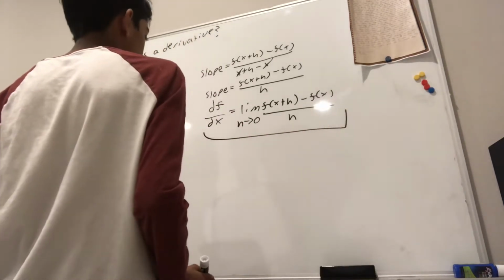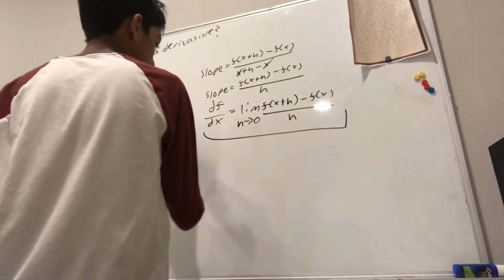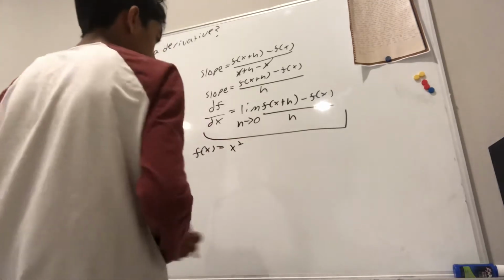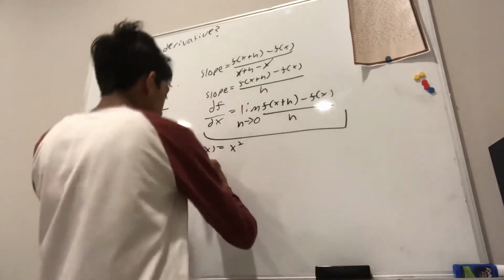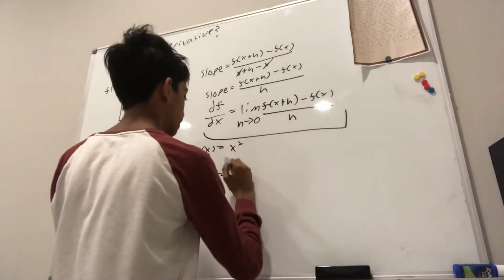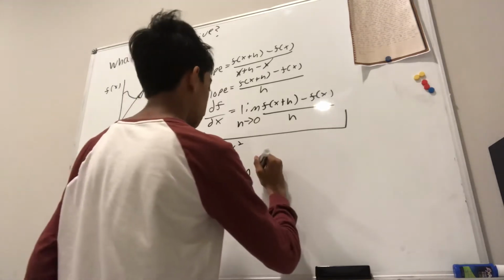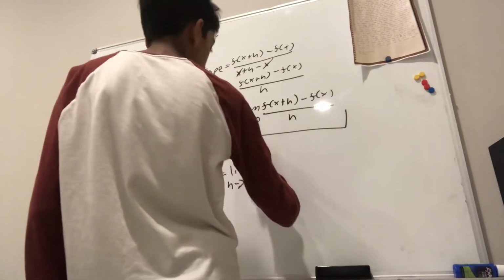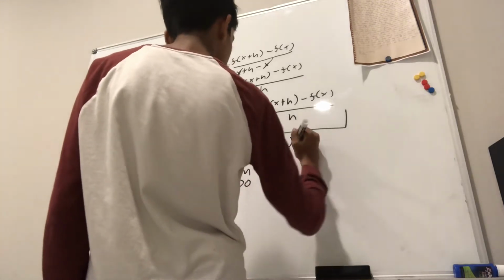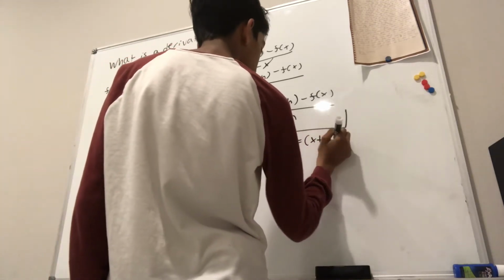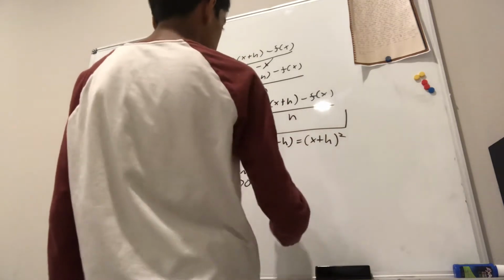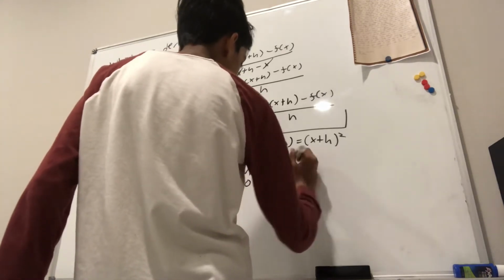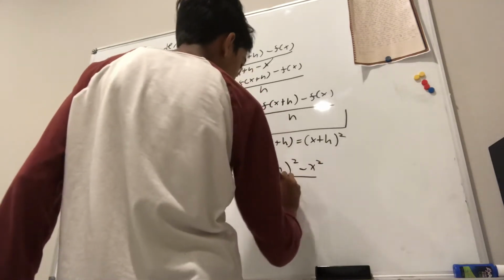And let's try to apply it to some functions. Let's say we have f of x equals x squared. If you wanted to take the derivative of f with respect to x, that would be the limit as h goes to 0 of, well, what is f of x plus h? It would just be adding h to the input, so f of x plus h is x plus h squared. So df dx would be x plus h squared minus x squared over h.